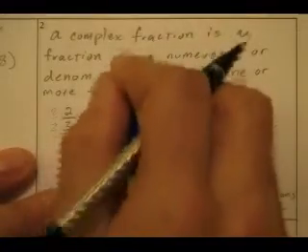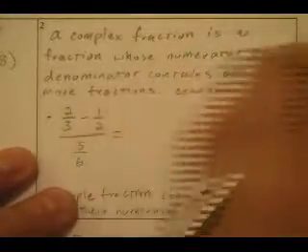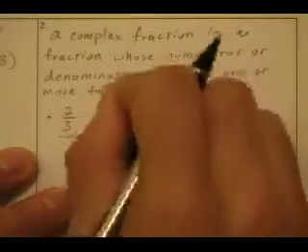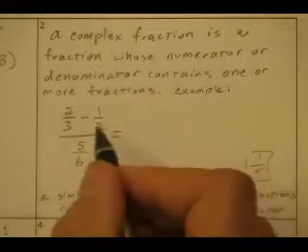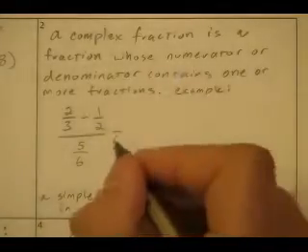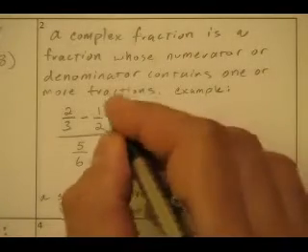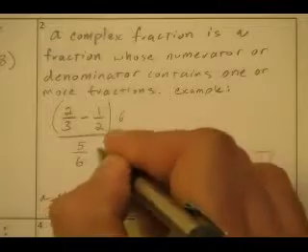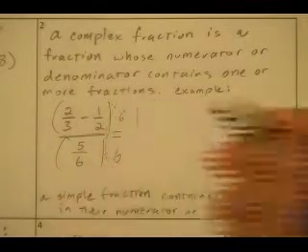Okay, that's one method. Another method is you look at all the simple fractions and just multiply the numerator and denominator by the LCD of all those fractions. So I have 3, 2, and 6. The LCD is 6. So I'm going to multiply the top by 6 and the bottom by 6. So I'm multiplying this big fraction by 6/6, which is just 1.